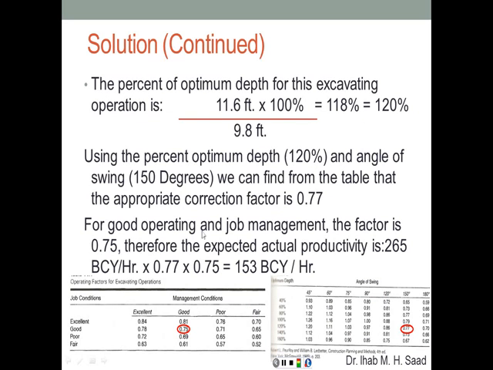For good operating and job management conditions, the factor is 0.75 from this table here. Therefore, the actual production is going to be the ideal production, 265, times 0.77, the factor due to the optimum depth of cut and the swing angle, times 75%, the factor due to the job and management conditions, which gives a production of 153 bank cubic yards per hour. This is the actual production rate.